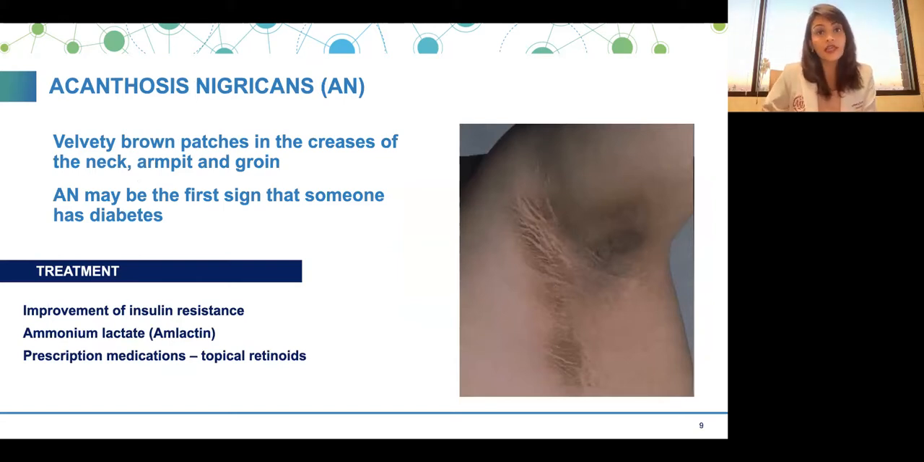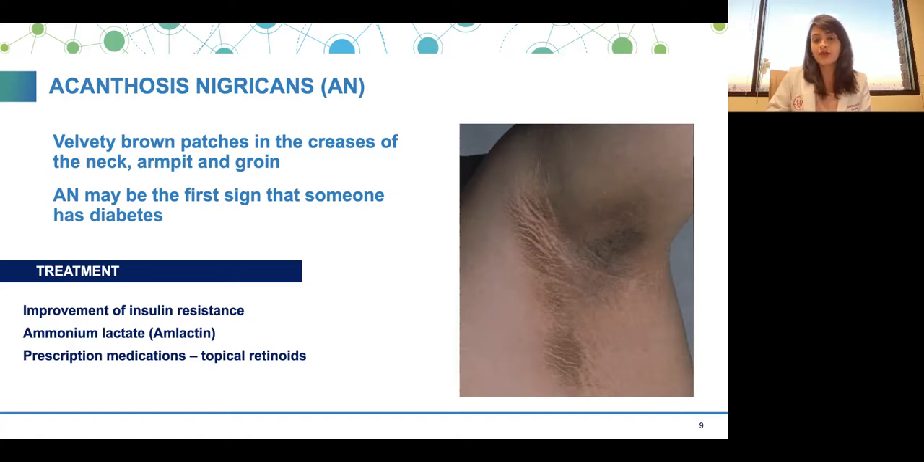Next is this condition called acanthosis nigricans. So people usually have these velvety brown patches in the creases of their neck, armpit, or even groin area. And acanthosis nigricans might actually be the very first sign that someone might have diabetes.